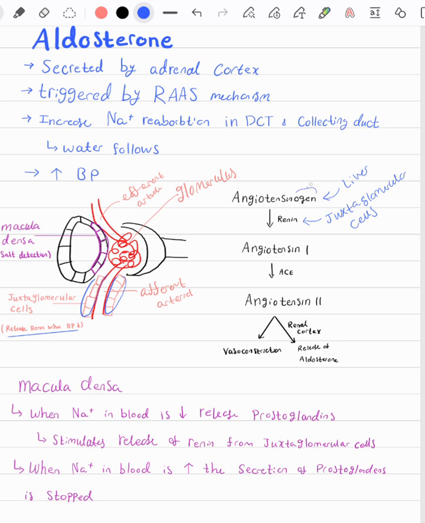Also, an important note: ogen means precursor, or like it precedes. So angiotensinogen is a precursor to angiotensin. So angiotensin 1 doesn't do anything until it makes its way to the lungs, where you have angiotensin converting enzyme.